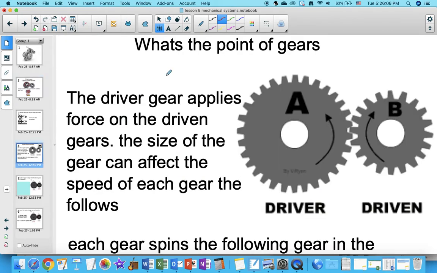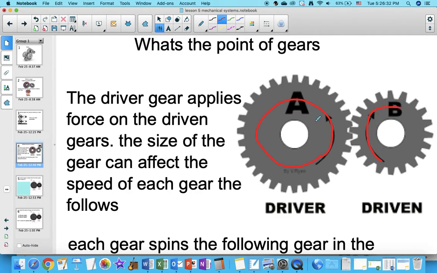So what's the point of gears? Well, there are two main features of gear trains and sprockets. You have your driver gear and your driven gear. Your driver gear is the one that force is applied to create the initial spin. As that one spins, all gears related to it, connected to it, or chained to it will then also spin.